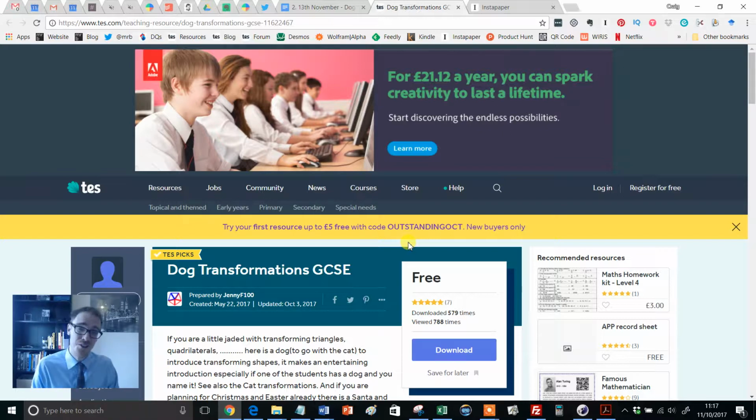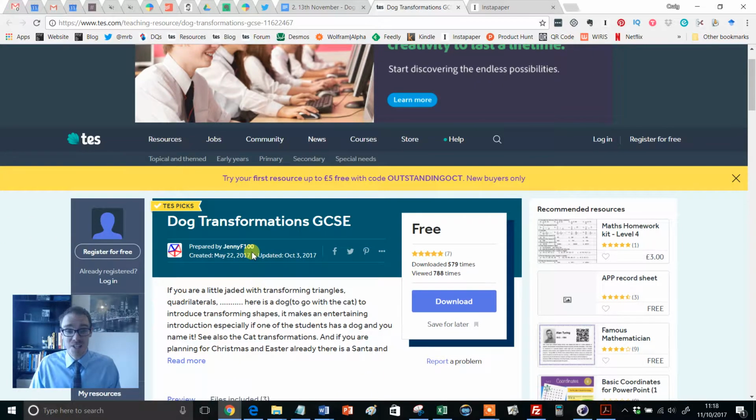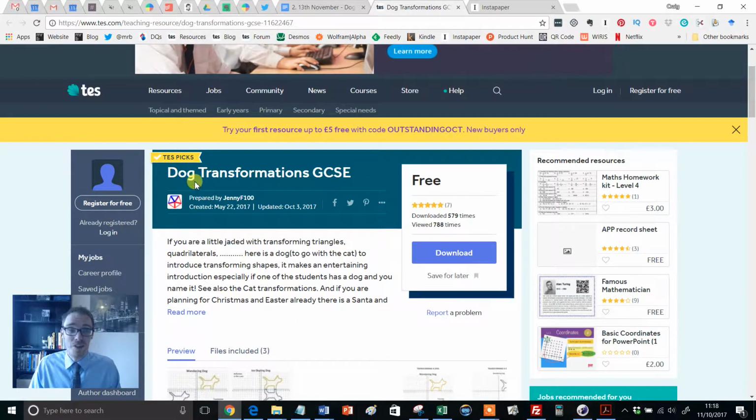Now, transformations is one of those topics that kids probably first meet in year 8, sometimes even year 7, and they are still transforming stuff in year 9, year 10 and year 11. And over the years, my students have transformed many things: Simpsons characters, rectangles, triangles, all manner of shapes and stuff. But one thing they have never transformed, until now that is, a dog. And that's why I absolutely love this resource here.